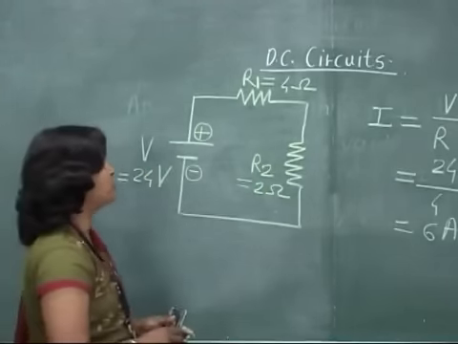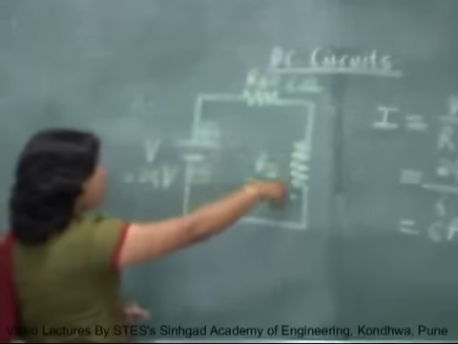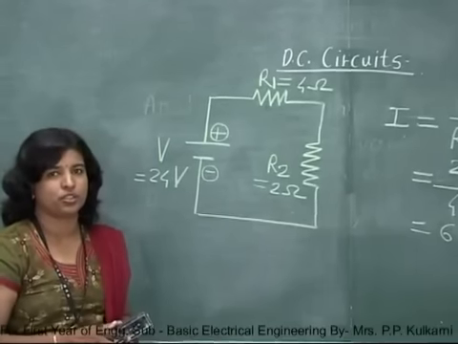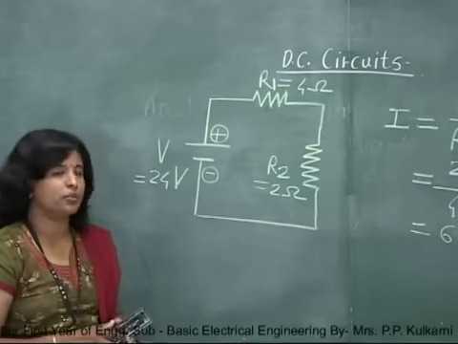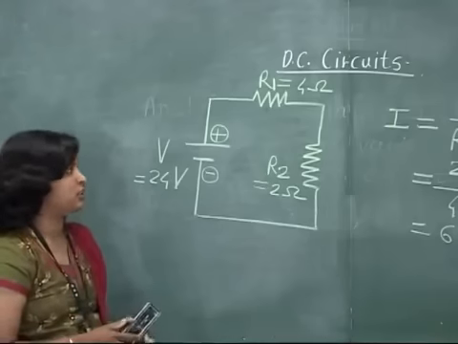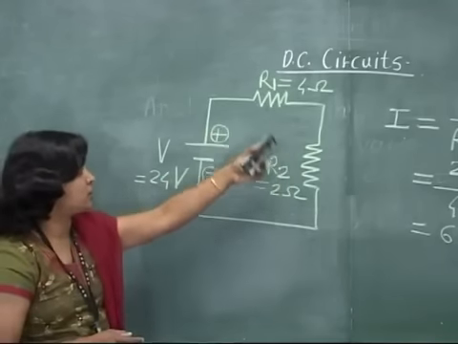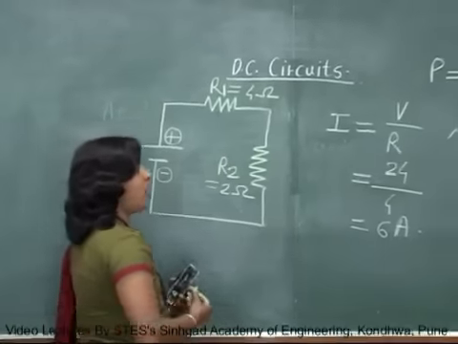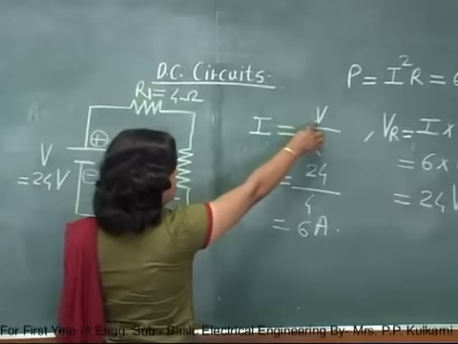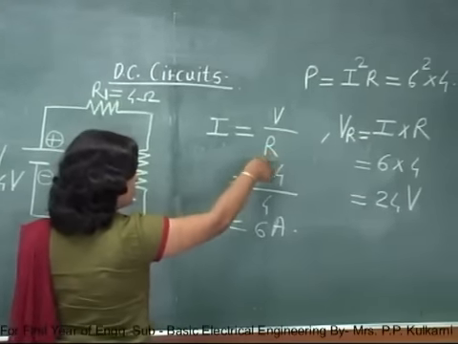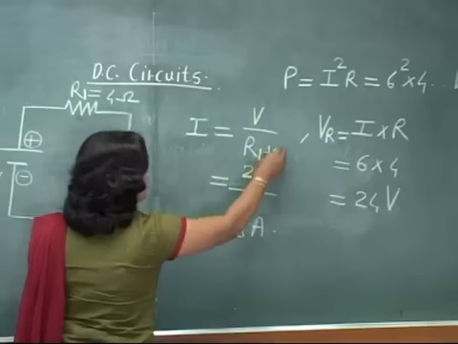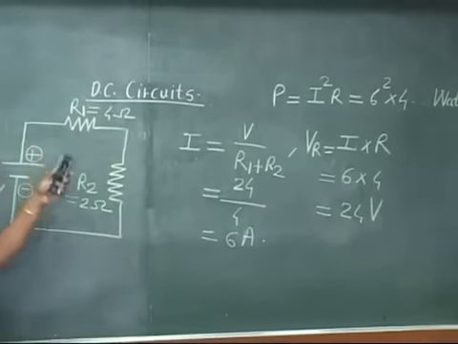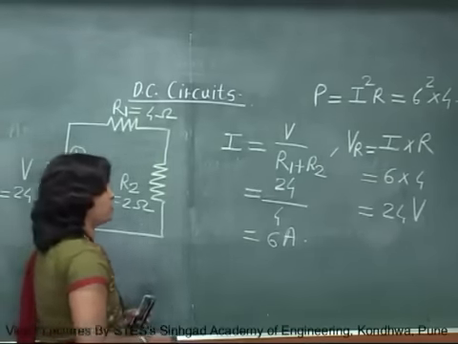Now if I ask you to find out current through these two resistances, how will you find out current through these two resistances? We can use series law of resistances. See here, these two resistances are connected in series. So I can find out current using I equals to V divided by, now for this resistance I have to write what? R1 plus R2. Because the total resistance is now R1 plus R2, which is series law of resistances.